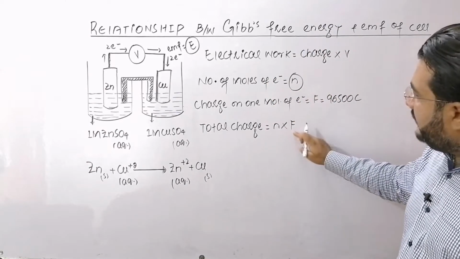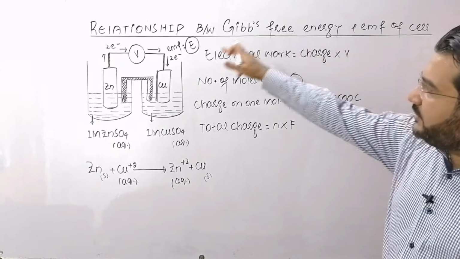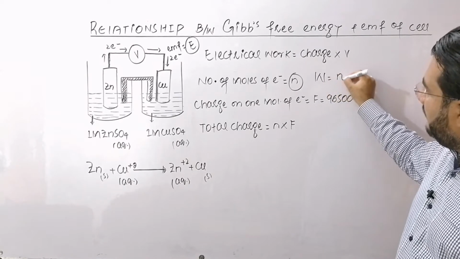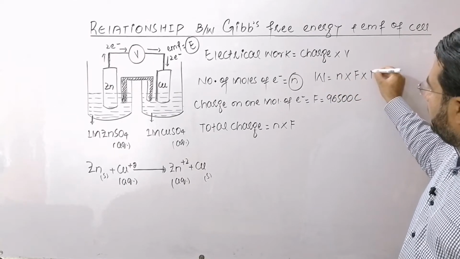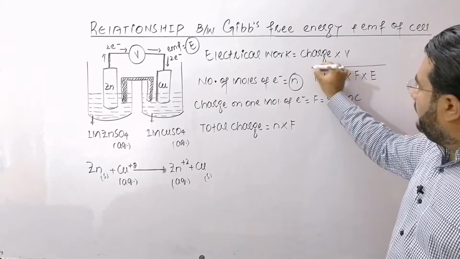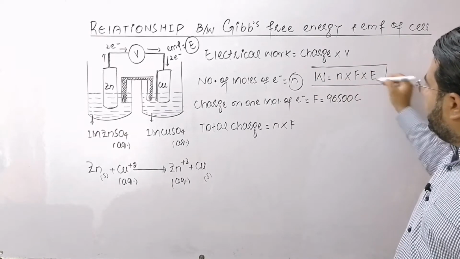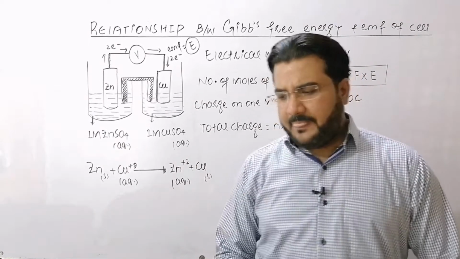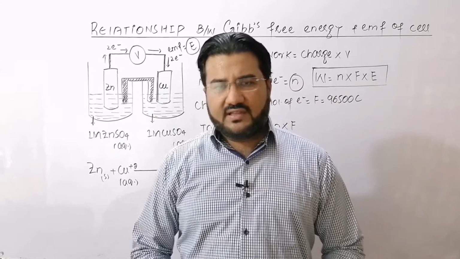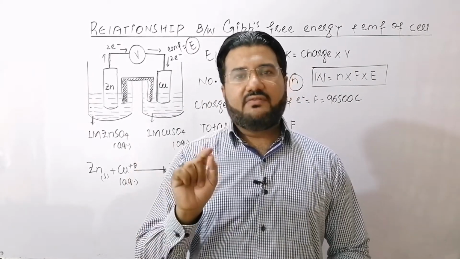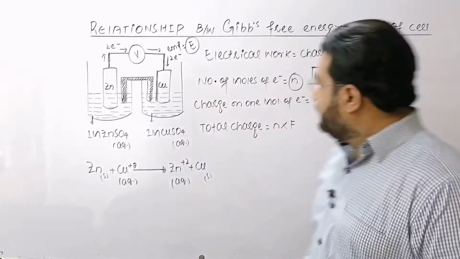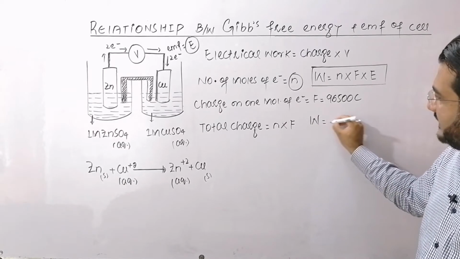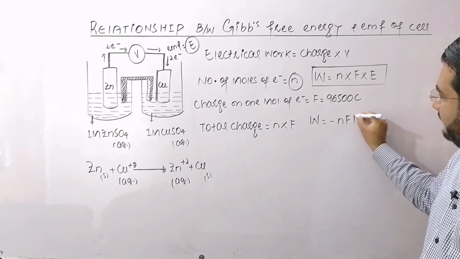So the total charge is N into F, and how many volts are produced is shown with the symbol E. So the work here will be equal to N into F into E. This is the formula of the work which is done by the electrochemical cell. Now, from thermodynamics, you know that whenever work is done by the system, that work is shown with a negative sign. So that's why this work will also be shown with the negative sign, and we will say that work is equal to minus NFE.